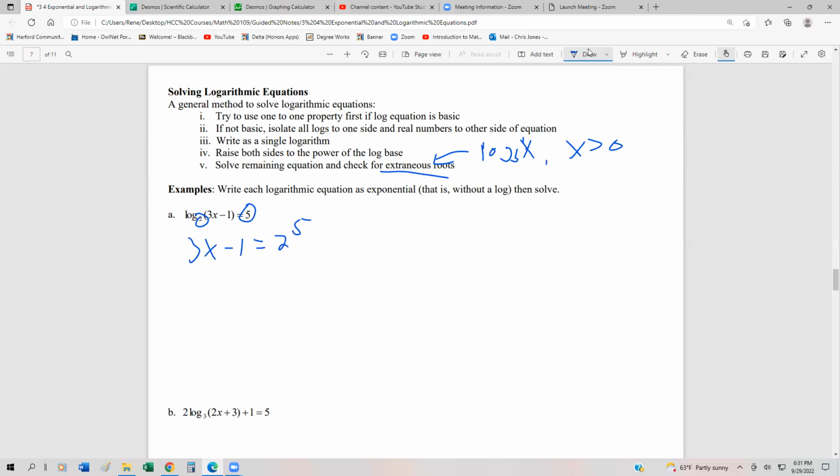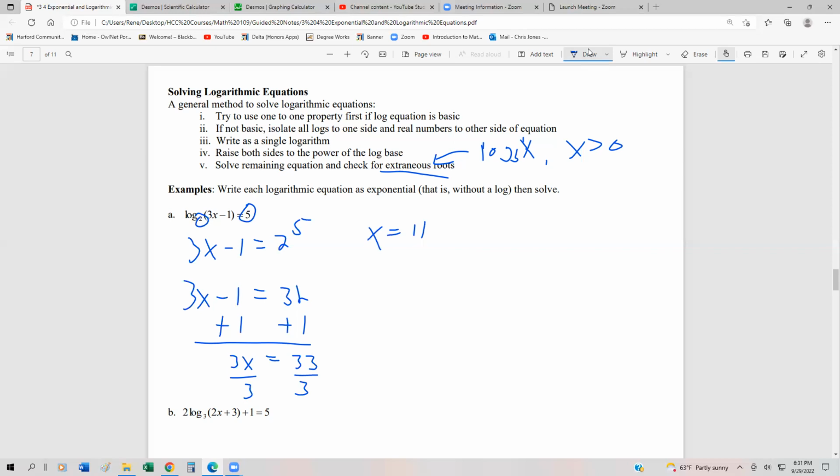We know 2 to the 5th is 32, and we could either use our calculators or we could just multiply it out. And then we could just solve this by adding 1 to both sides, and that gives us that 3x is going to be equal to 33. And then finally, we divide by 3, and our answer that we get is x equals 11.